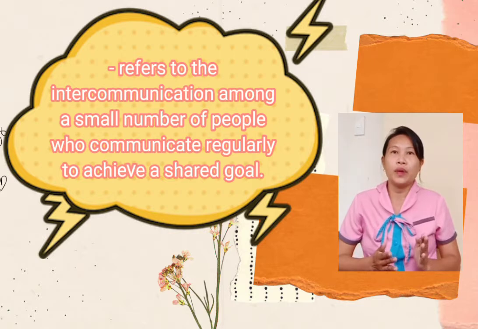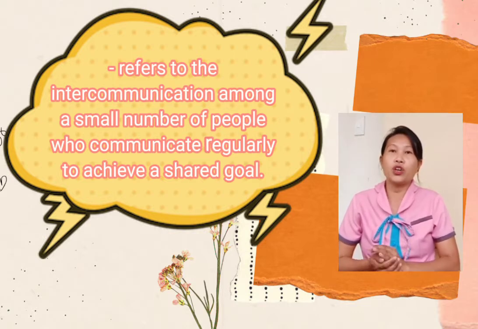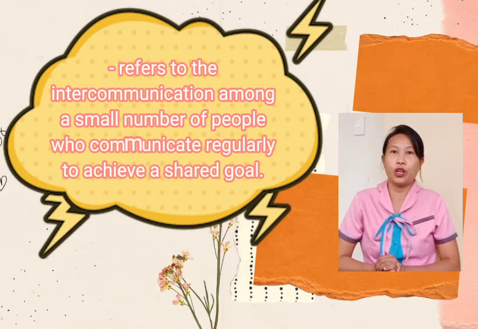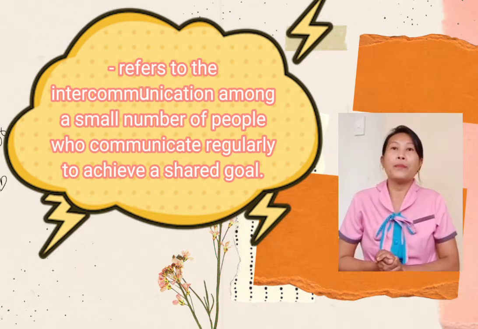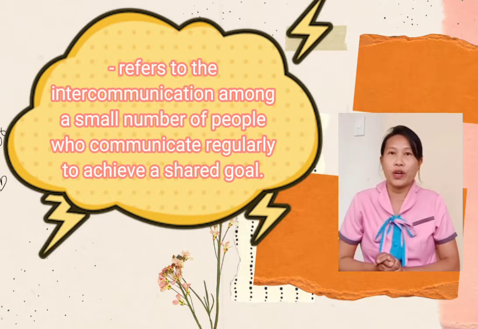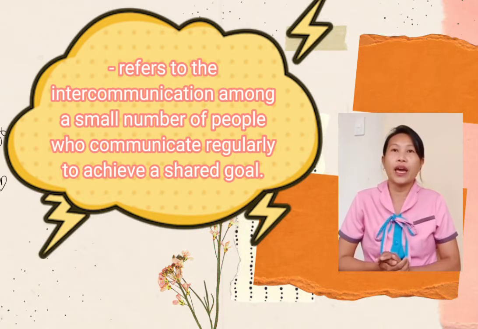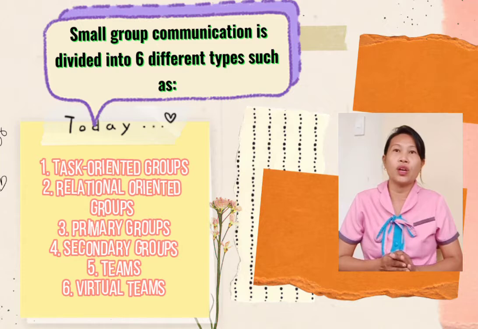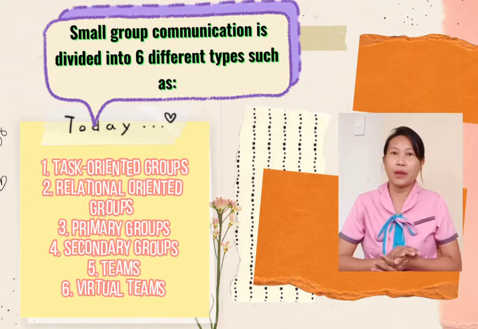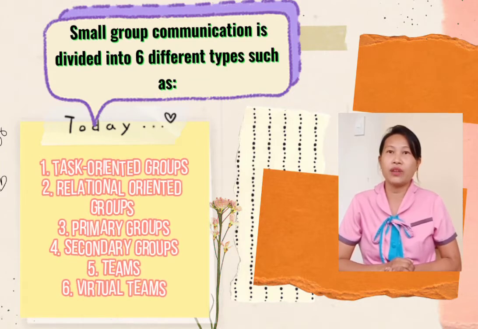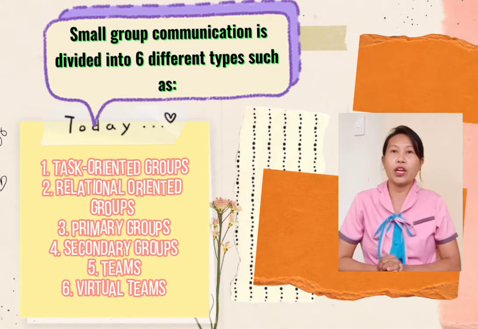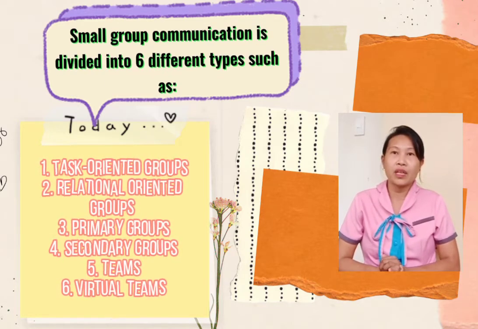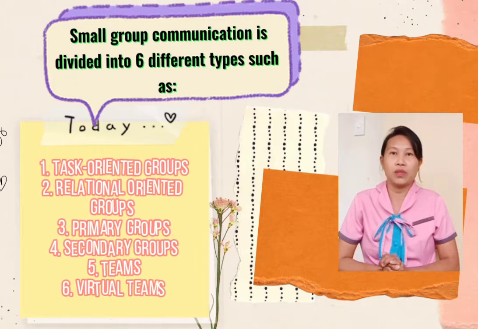This small group is generally formed to reach a common goal, which could be to solve a particular problem, make decisions, determine policies, and submit reports. Small group communication is divided into 6 different types, such as task-oriented groups, relational-oriented groups, primary groups, secondary groups, teams, and virtual teams.